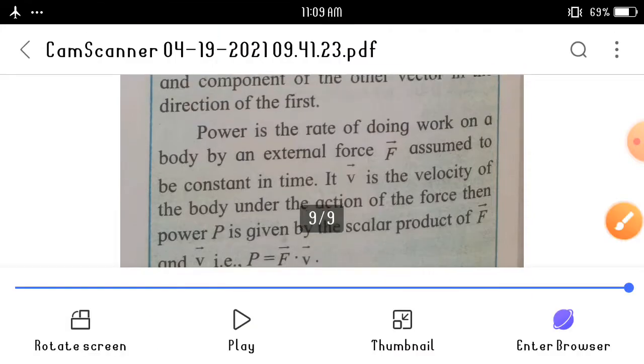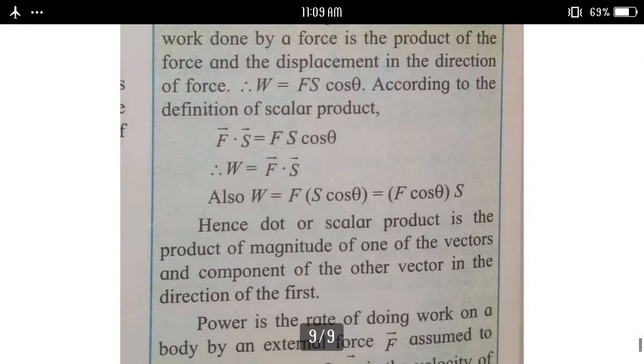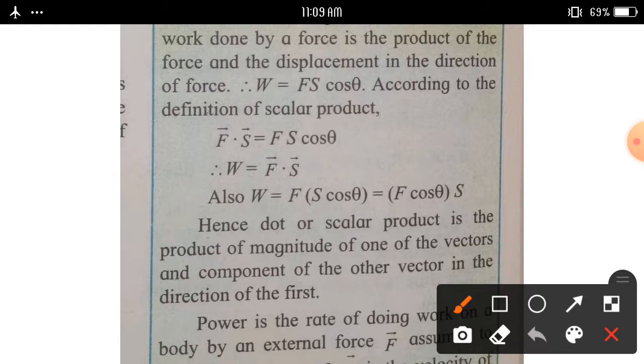According to the definition of a scalar product, we can write F bar dot s bar is equal to Fs cos theta. Therefore W is equal to F bar dot s bar. Also W is equal to Fs cos theta, which we can write as F cos theta times s. Hence the dot or scalar product is a product of the magnitude of one vector and the component of the other vector in the direction of the first.